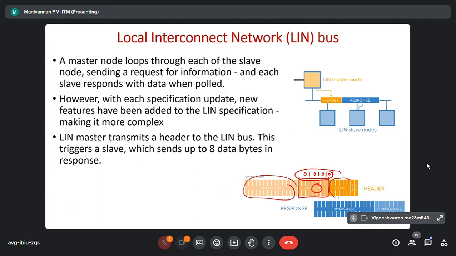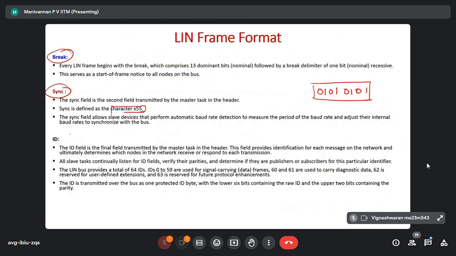Then the ID: what data it wants, what ID number? 0 to 63. Correct? The ID can be whichever data it wants, it will ask. Then the parity bit. This will be sent by the master. Okay? Then the slave will respond. That's what we are saying. The sync field allows the device to automatically detect that the master is asking. So again, what is the sync field meant for? The header, correct? Before giving the header, the sync field is sent. So the slave will be ready. Correct? The slave will be sleeping.